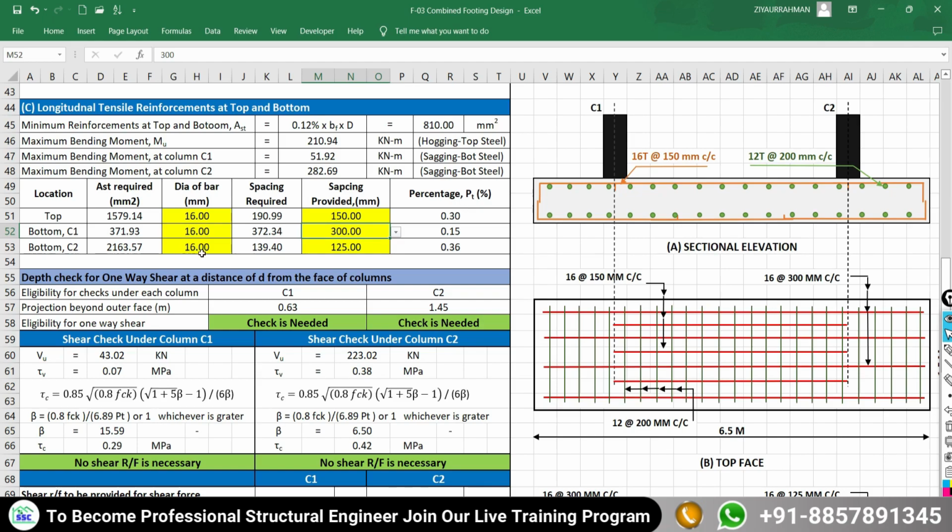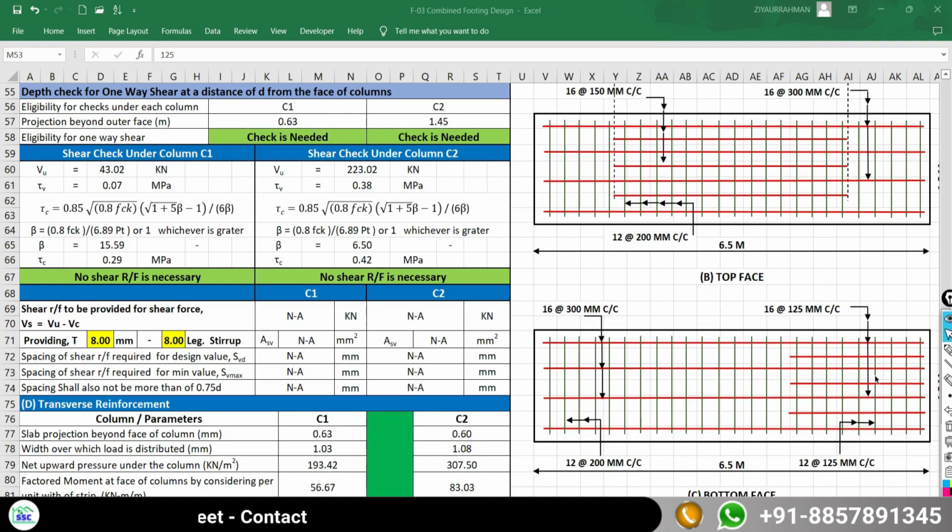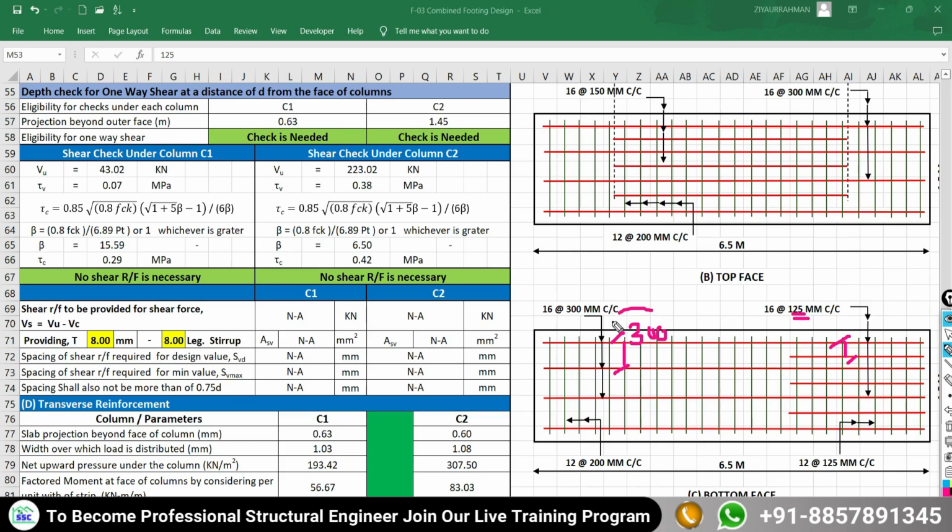Thereafter come to this C2. If I provide a 16 mm diameter of bar, 139.4 mm spacing is required. So I am going to provide 125 spacing here. But again, here the same problem you need to face at the bottom face. Have a look over the layout at the bottom face. If I am providing under the column C2 a spacing of 125, and here I need to provide 300, there is no match between 125 and 300. How will you provide your reinforcement? There will be a complication in providing the reinforcement.